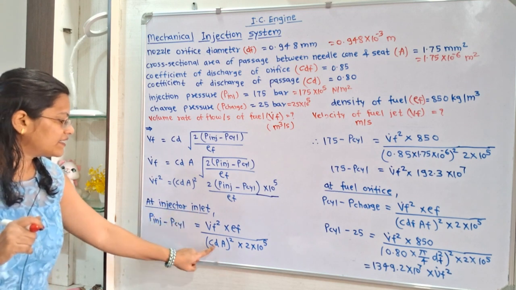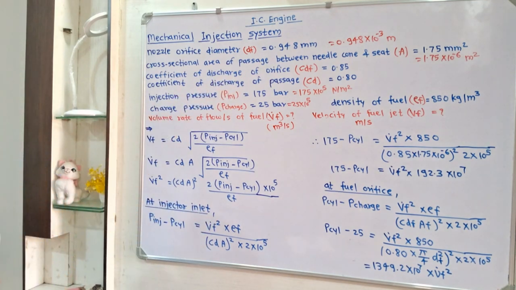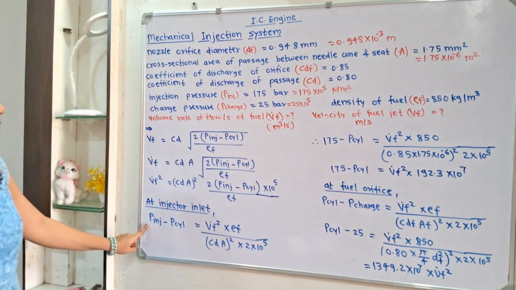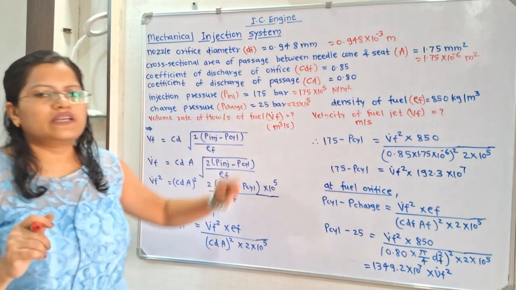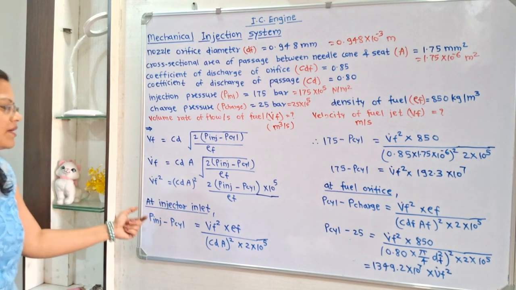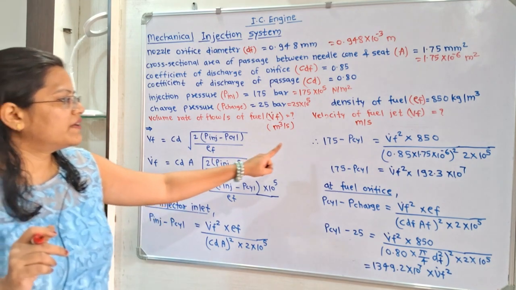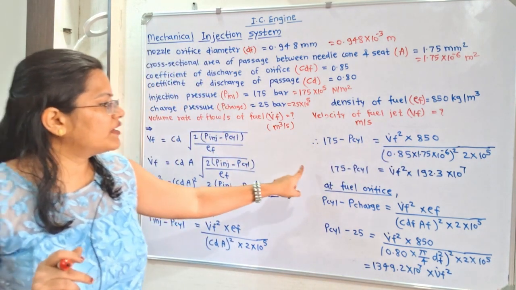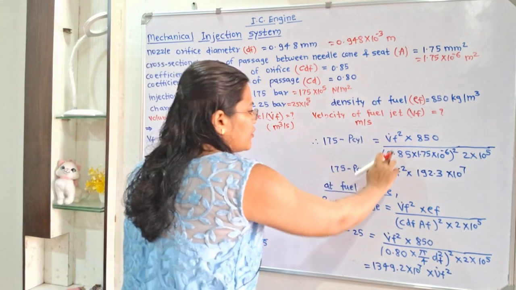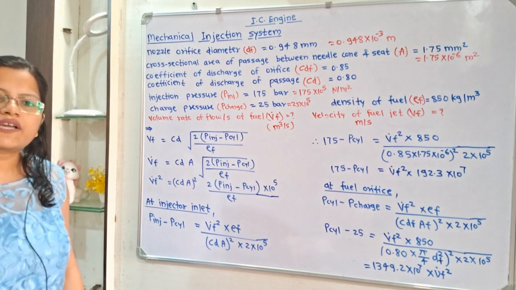Now at the injector inlet, CD is equal to CD only, area A is equal to A only, and V dot F and rho F. So rho F is also mentioned in the question. P injector is given 175. So this P injector minus P cylinder we have to take in the bar, because we have multiplied already here with 10 raised to 5. So we will put the values. When we put the values, we will get 175 minus P cylinder is equal to V dot F square into 192.3 into 10 raised to 7. So this is equation number 1.